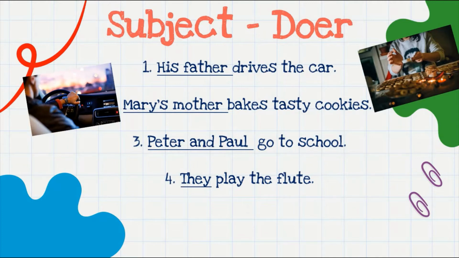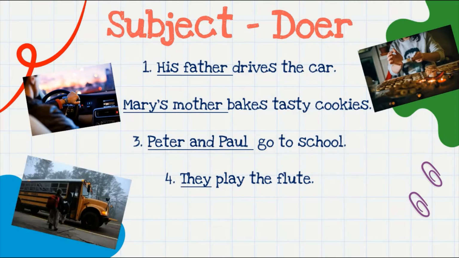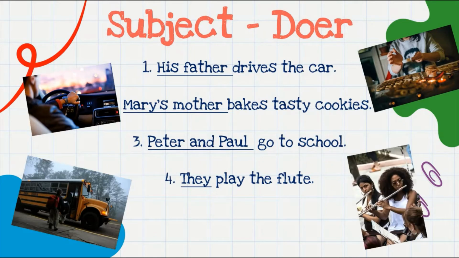Try the next one now. Peter and Paul go to school. Which is the verb here? Go. And which is the subject? Right, Peter and Paul. And the last one, they play the flute. How about this statement? The verb is? Yes, it's play and the subject is they. The pronoun they is the subject here.